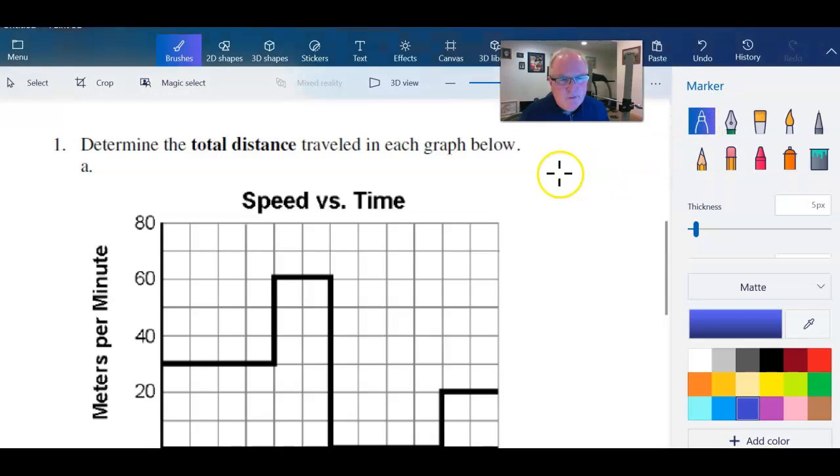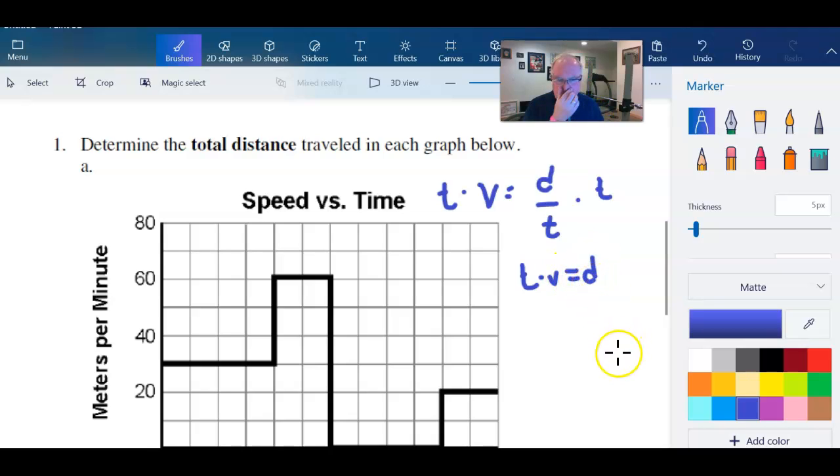Now remember, the reason why we can do that is because we had this equation, v equals d divided by t. That's the first equation that we learned. If we multiply that on both sides by t, we get this equation, t times v equals distance. The time times the velocity equals the distance. So when we find the area under the curve, all we're doing is multiplying the time times the velocity, and then we get the distance.